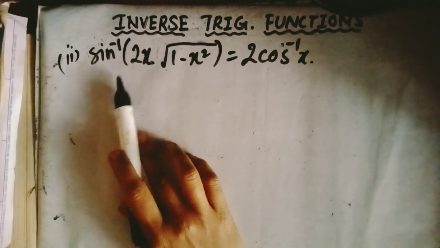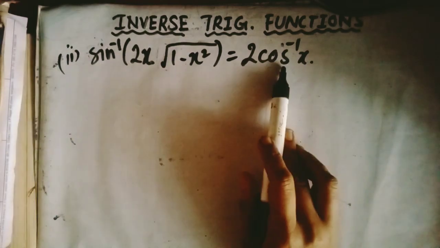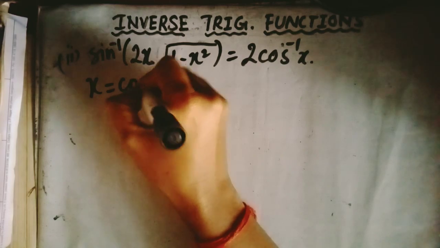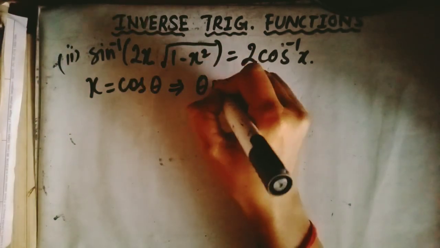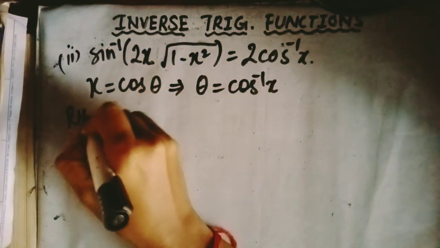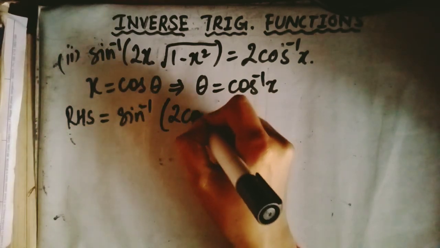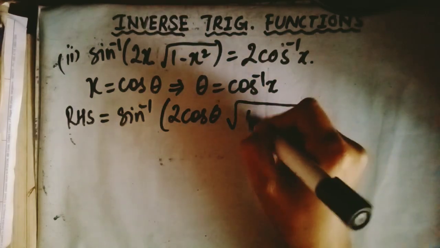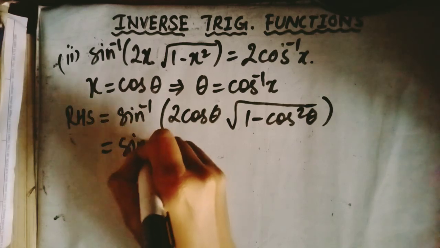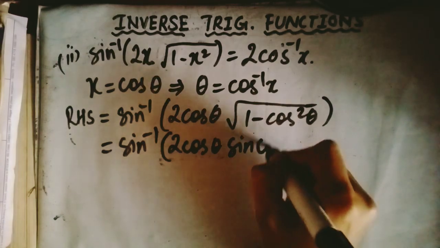This is the second question. Here now it is given cos inverse of x, so we want result in terms of cos, so you have to substitute x equal to cos theta. So theta is cos inverse of x. So substituting in RHS, you will get sine inverse of 2 into cos theta root of 1 minus cos square theta. So 1 minus cos square theta is sine square theta, which is sine theta.